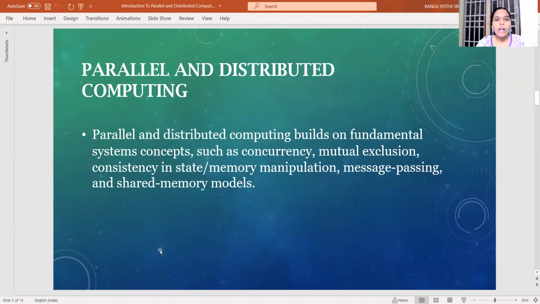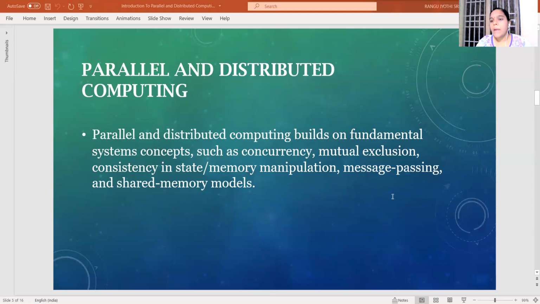Now let us understand what parallel and distributed computing is. Parallel and distributed computing builds on the fundamental concepts of concurrency, mutual exclusion, consistency in state, and message passing and shared memory models. There is also a simultaneous growth in the availability of big data and in the number of simultaneous users on the internet, which pressures us to carry out computing tasks in a parallel or simultaneous way. So this is where parallel and distributed computing come into the picture.